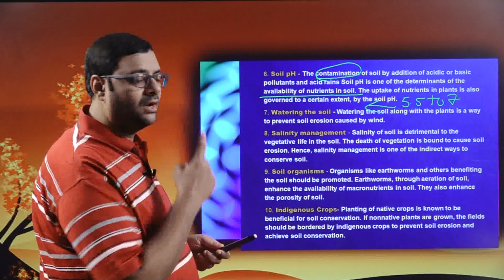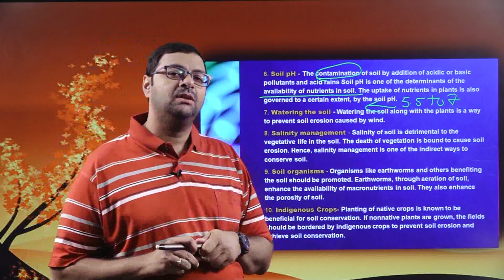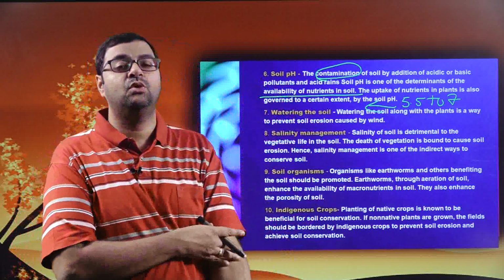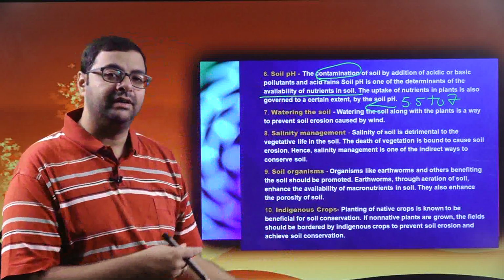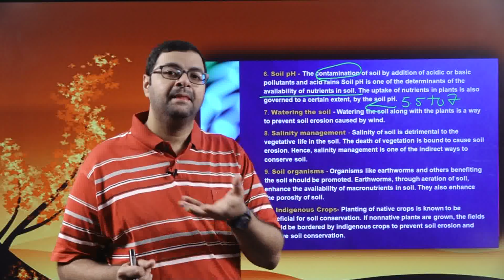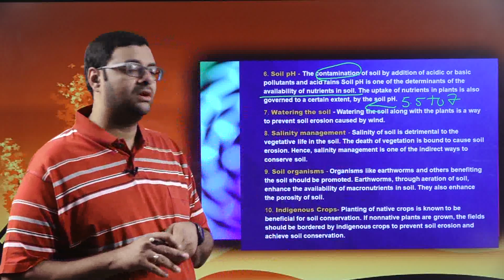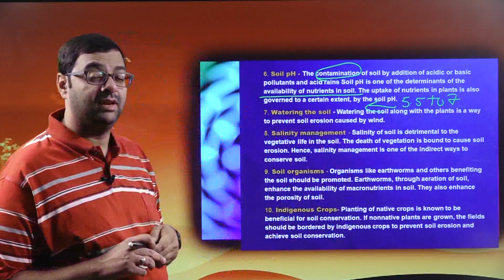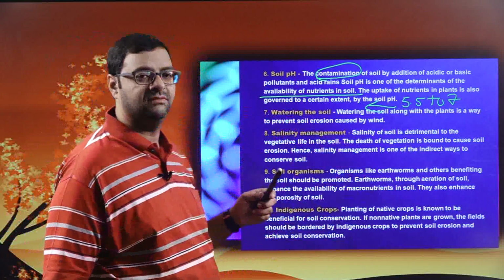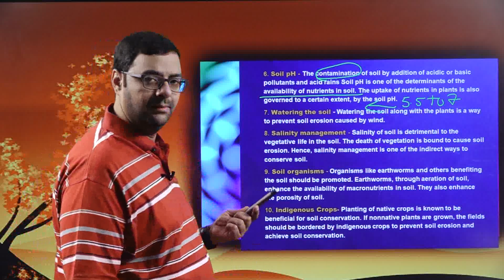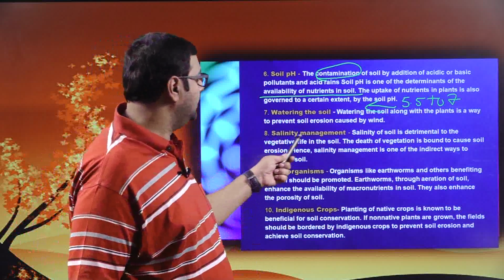Then you have watering the soil. Why do we water the soil? Because wind is an agent for soil erosion. If we don't water the soil, then because of the wind, the soil can be eroded. So, watering the soil is a very important part of soil conservation because it prevents wind erosion of the soil.